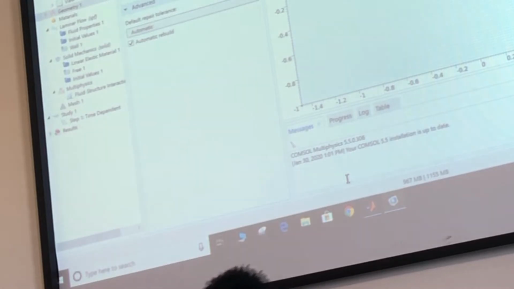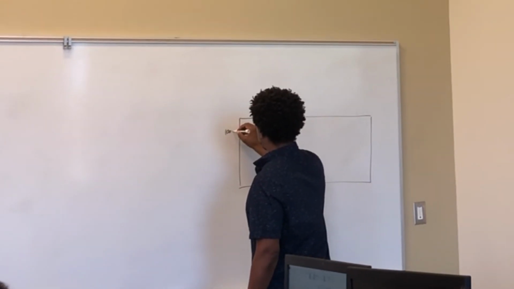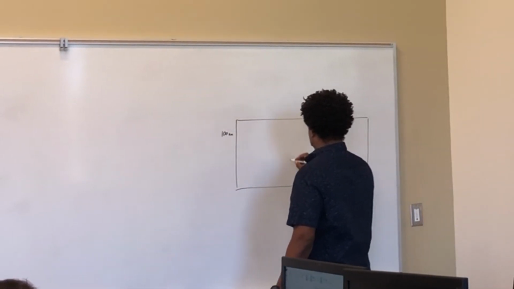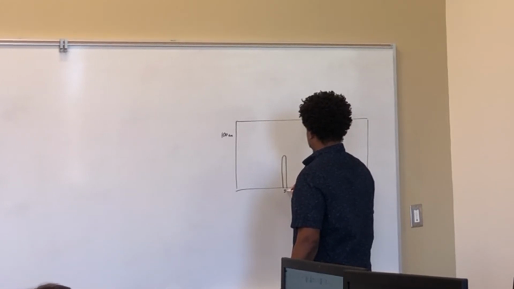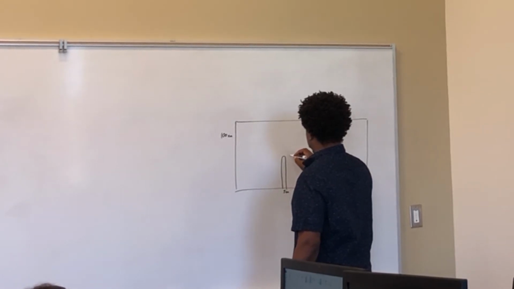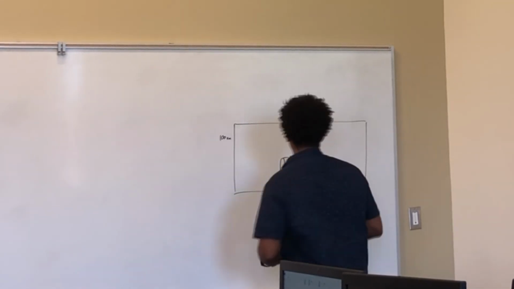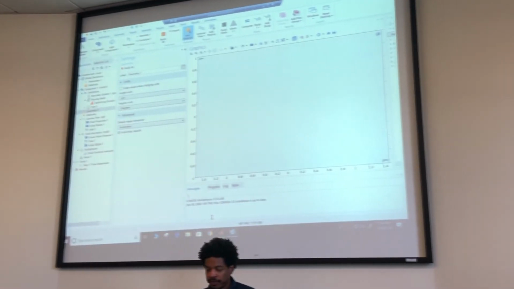Let me just draw it over here so we remember. So here's our geometry. This was 100 microns. This was 300 microns. This right here had a width of 5 microns. The height, I believe, was 47.5 microns from their example. Okay, so we're going to do that. And also we're going to do the curve on the top. And for the curve on the top, we'll use fillets.